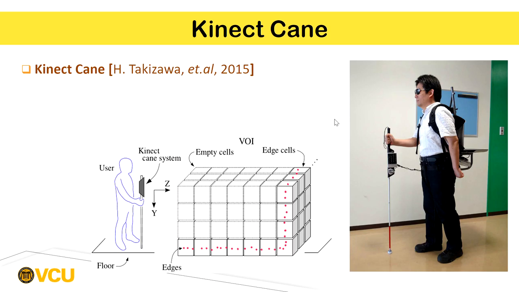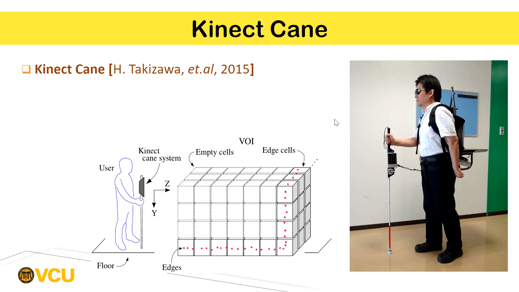This one is called Kinect Cam. It looks like that. In the back there's a computer to do the computation. And they tie the Kinect on the Viking. The idea of this project is that it models the 3D space in front of the user as a 3 degree of freedom area of cubes. And the status of each cube is labeled as either empty or occupied.